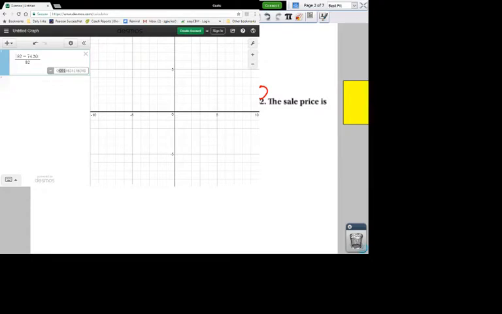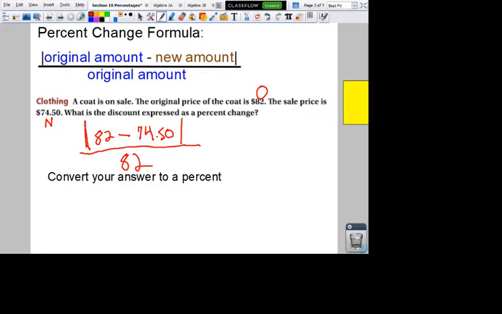So let me go back here to my notes here. Sorry, I'm still kind of getting used to this. Alright, so I got 0.091. It says, what is the discount expressed as a percent change? Have we made a percentage yet? No. So we got to make it into a percentage, but it's pretty easy.